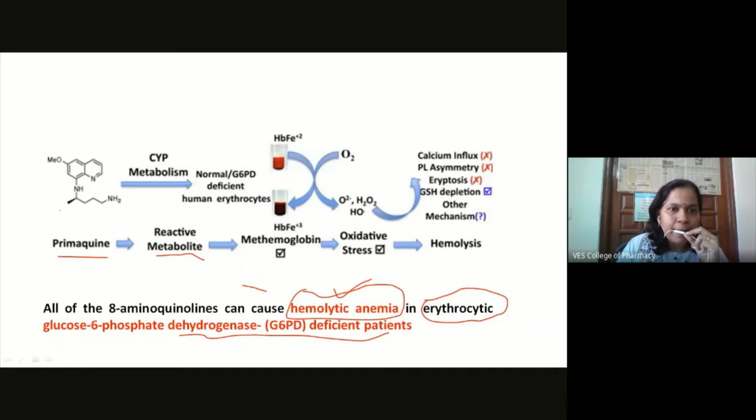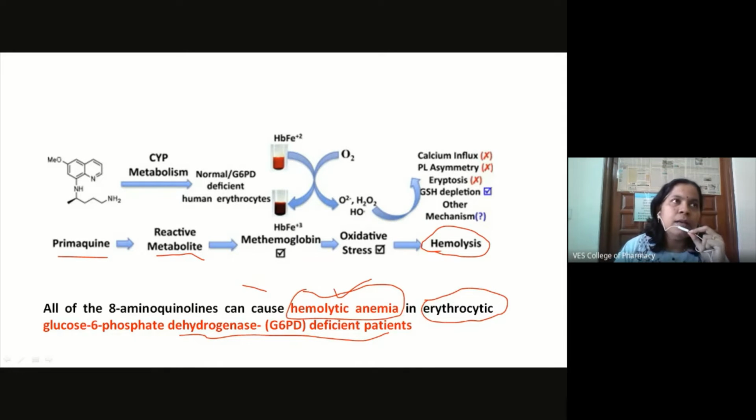So remember, Primaquine on metabolism will lead to the formation of a reactive metabolite, and it interacts with the iron of the hemoglobin and leads to formation of methemoglobin, which finally produces oxidative stress in the cell, and it finally brings about the hemolysis. And too much hemolysis is finally going to lead to hemolytic anemia. So your contraindication, or the case in which you cannot give Primaquine, is G6PD deficient patients. You cannot give Primaquine in G6PD deficient patients.